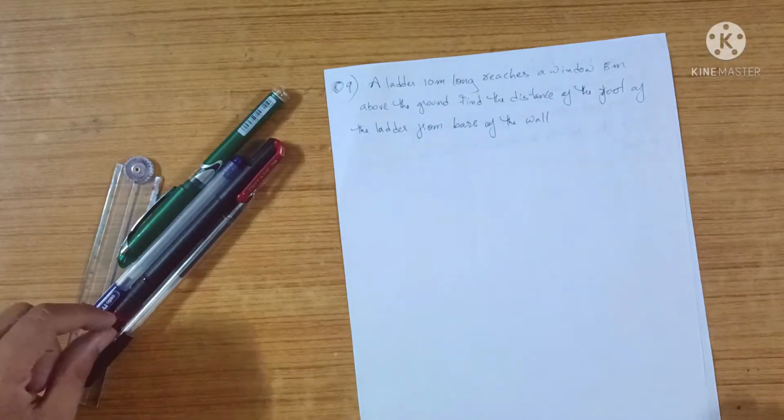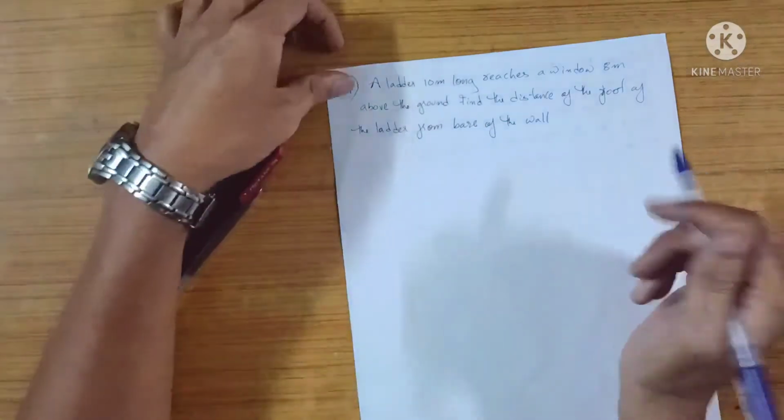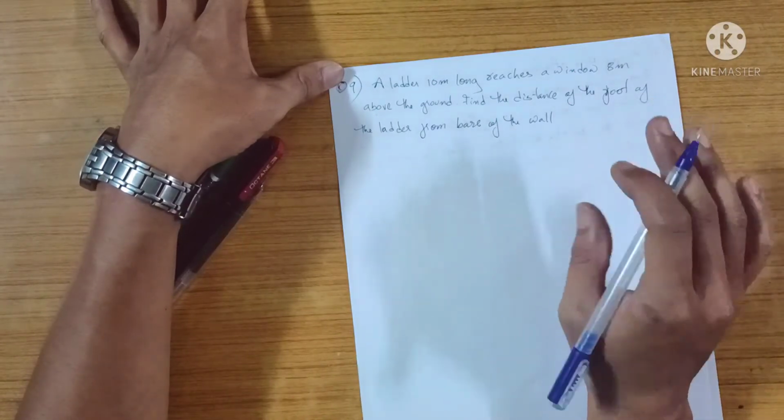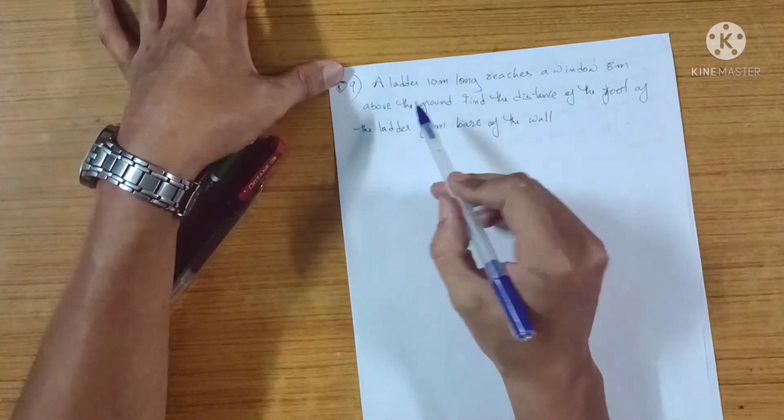Okay, let's do the last exercise from chapter 6, question number 9. We just have to read the question properly and draw the diagram. If you can draw the diagram correctly, then this kind of question is very easy. So let's read the question first.